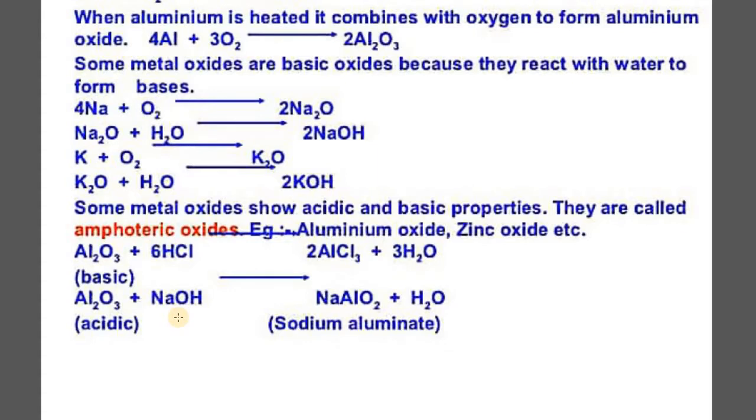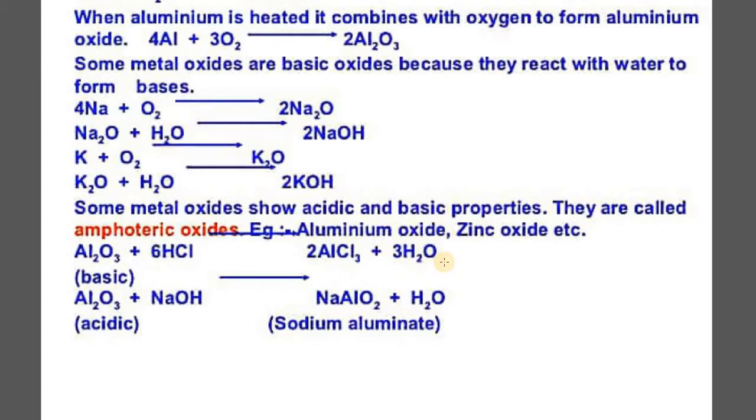Here there are a few examples such as aluminium oxide and zinc oxide, which are amphoteric oxides. This means that in aluminium oxide, if we allow it to react with hydrochloric acid, which is an acid, it will behave like a base because it will form salt and water.